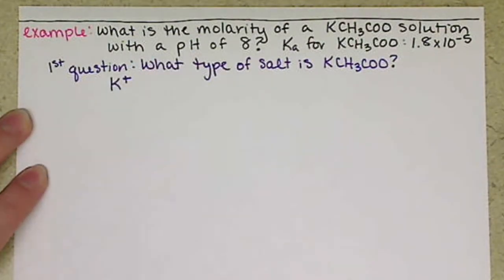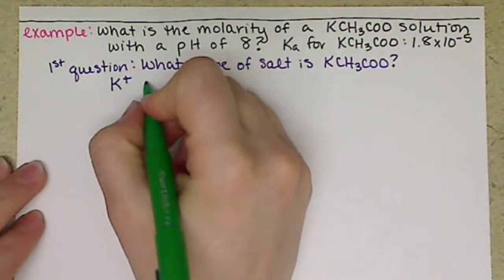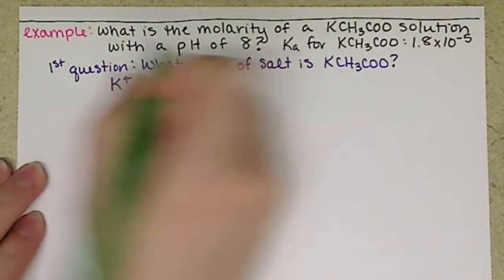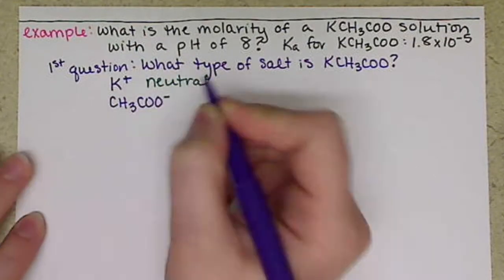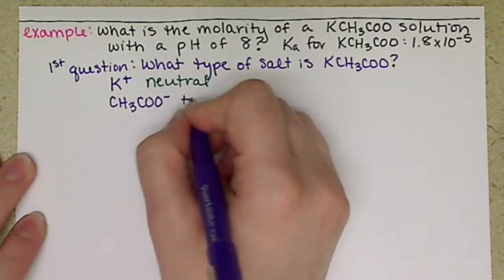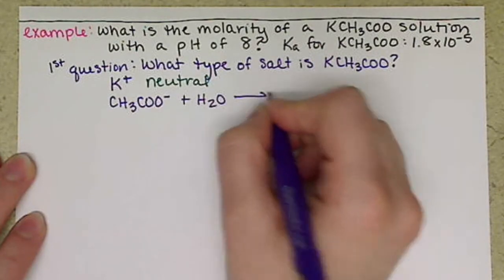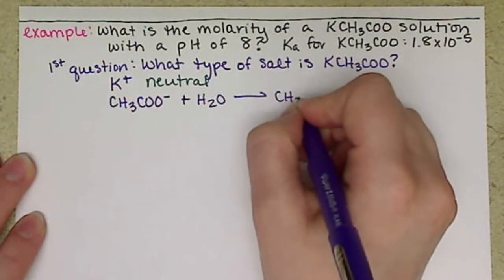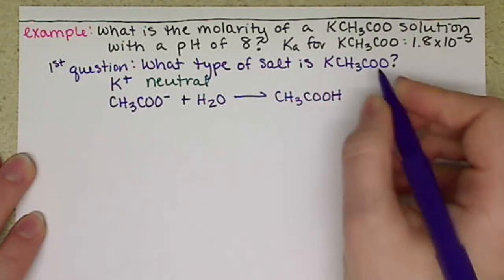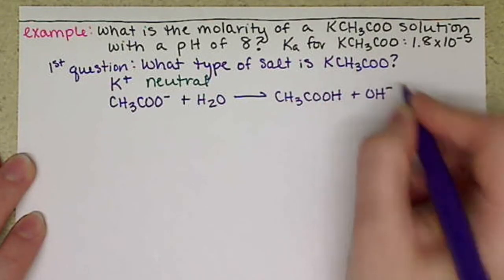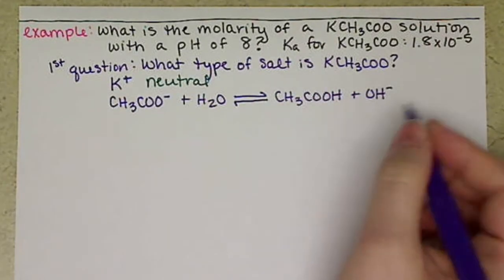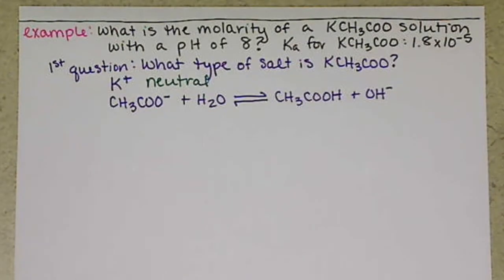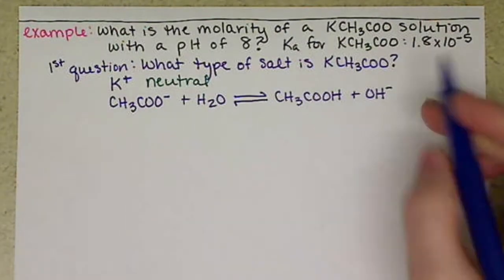So we have K+, which we've already determined is neutral. Then we have CH3COO-. When this interacts with water, we're going to form acetic acid and OH-, which we know is a weak acid, so we're in equilibrium. So we're producing OH-, so this is a basic salt.